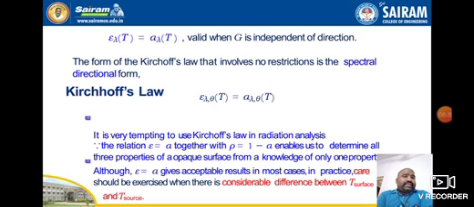So it is very tempting to use Kirchhoff's law in radiation analysis, and the relation is epsilon is equal to A together with rho is equal to 1 minus A. It enables us to determine all three properties of an opaque surface from the knowledge of only one property. Although this epsilon is equal to A gives acceptable results in almost all cases, in practice we have to consider the difference between the surface and the source.